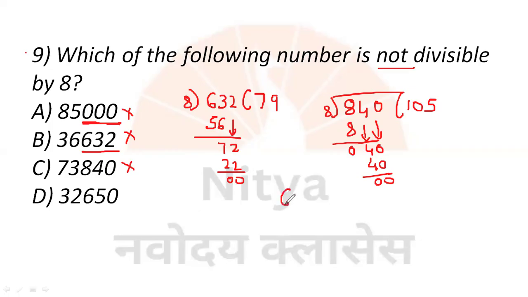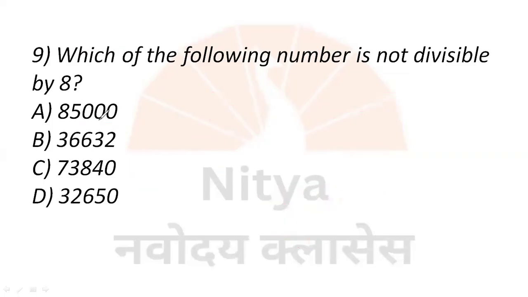Okay, next one, check 650. Is 650 divisible by 8 or not? So 8 eights are 64, remainder 1 and 0. Okay. In 8's table, 10 does not come. It means this is not exactly divisible by 8. So our answer will be option number D. Okay, this is not divisible by 8. If the last three digits are not divisible by 8, then the whole number is also not divisible by 8. Okay, next question.